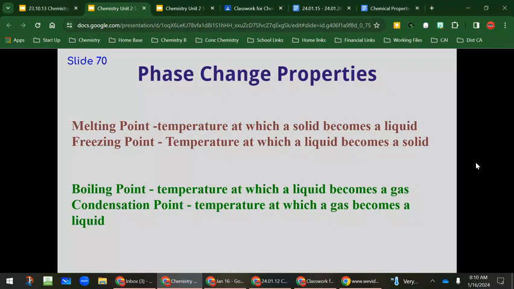Freezing point is the temperature at which a liquid will become a solid. What do we know about these two temperatures, ladies and gentlemen? They are the same exact temperature. Water melts at 0 degrees. It also freezes at 0 degrees Celsius. The question is, are you going from the solid to the liquid state or the liquid back to the solid state? Temperature is the same though, for these and these. Boiling point and condensation point happen at the exact same temperature, ladies and gentlemen.